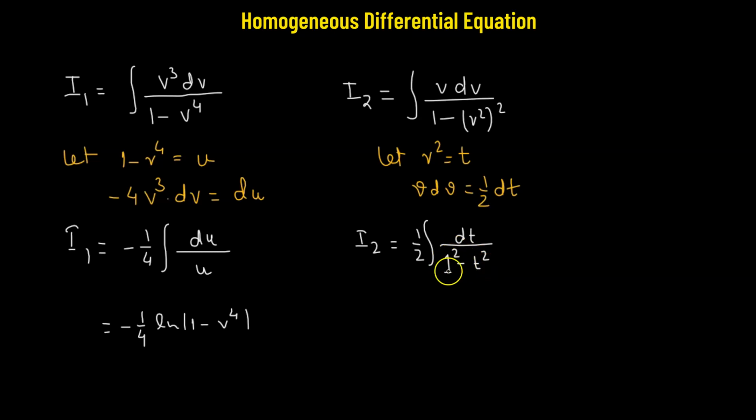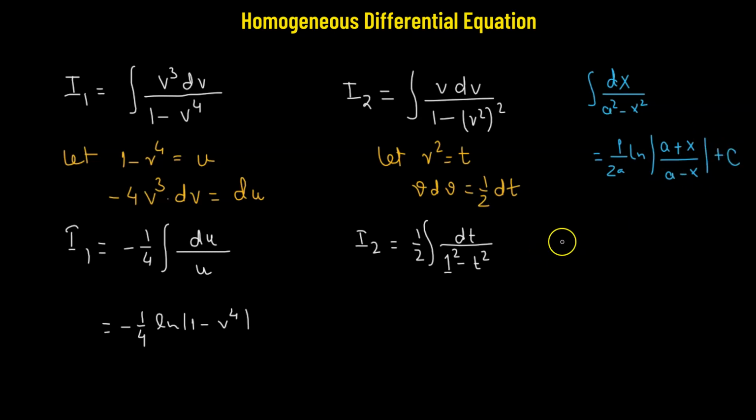This one can also be written as 1 squared minus t squared. The reason behind this is that we are going to use the formula that integration of dx divided by (a squared minus x squared) is simply equal to 1 over 2a times natural log of (a plus x) divided by (a minus x), plus the constant of integration c. Now in our case, the value of a is 1 and x, the variable, is simply t. So that means we should get half multiplied by 1 over 2a.